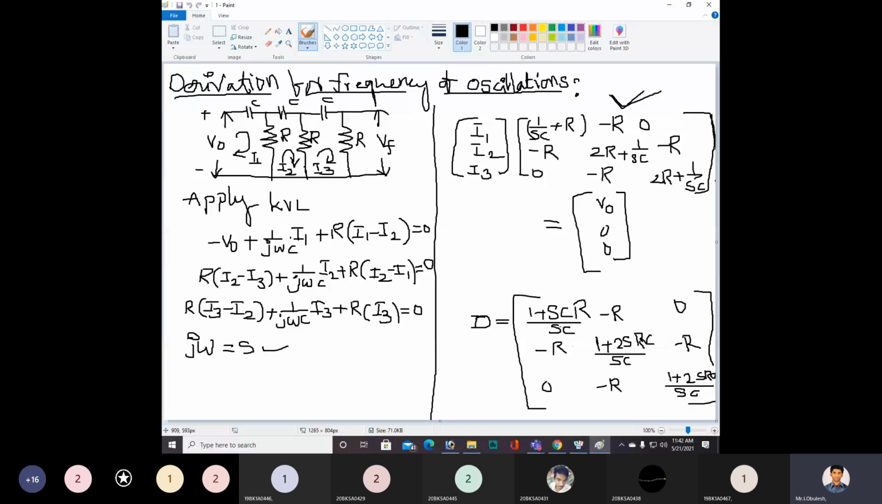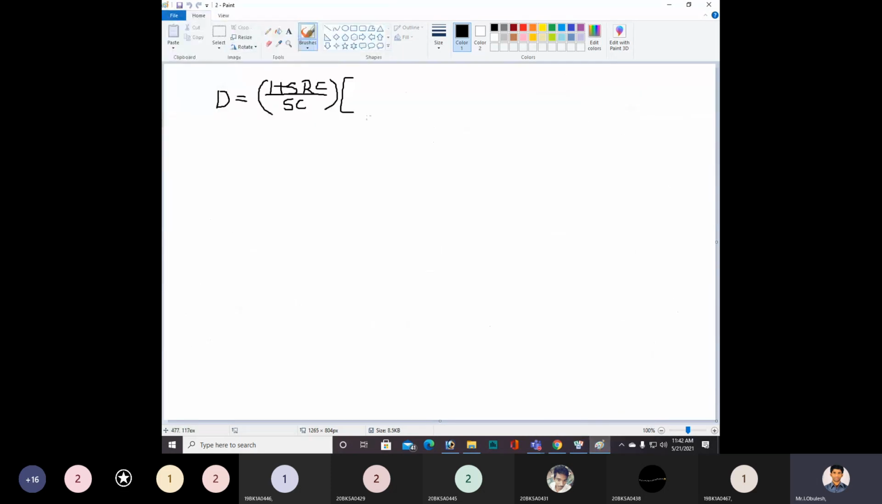So 1 plus 2 SRC by SC into 1 plus 2 SRC by SC. So these two are going to multiply and these two are going to multiply. Okay. We need to see that only. Fine. Here that will come like 1 plus 2 SRC divided by SC whole square.